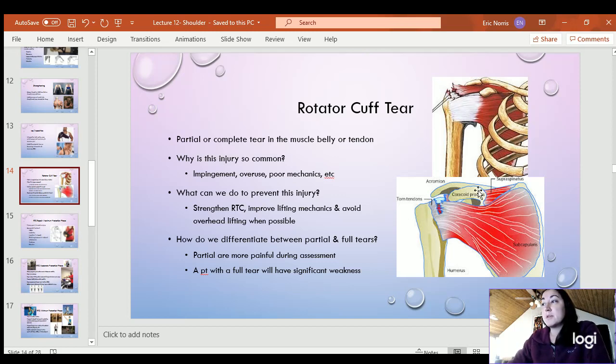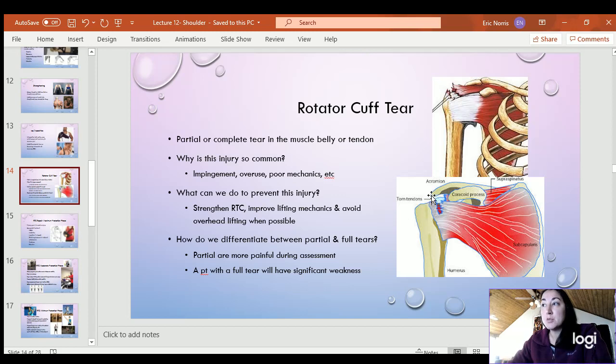Here's essentially a full tear of the supraspinatus and a partial tear of the subscapularis. It could be a full tear when it's completely ruptured. That's the supraspinatus that is fully ruptured there and down here. Why is it so common? You hear about people tearing the rotator cuff all the time. Well, the main reasons are because there's a small space there between the bones where these rotator cuff muscles attach.